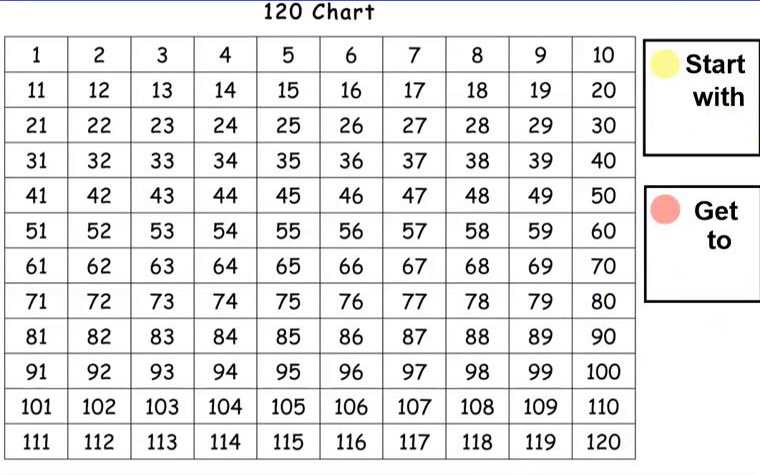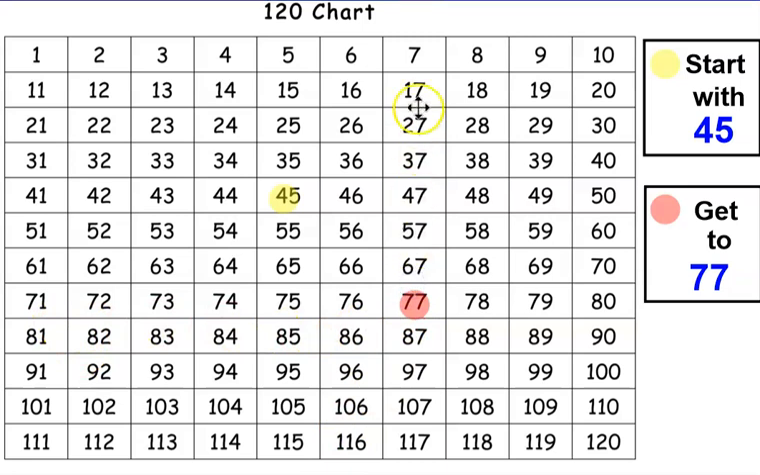This time, let's start with 45. I see 41 here. 41, 42, 43, 44. Oh, there's 45. I'm going to start with 45 and get to 77. So here is 77 right here.